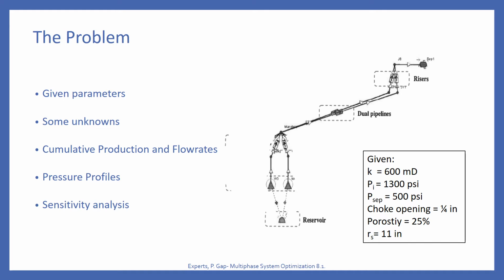We first present a base case with certain given parameters, and then from there we manipulate certain aspects of the well, such as choke opening, completions, and others, while holding all other things constant to see the effect that each component has on the production data and pressure profiles of our well.